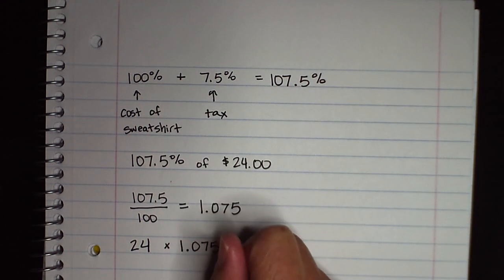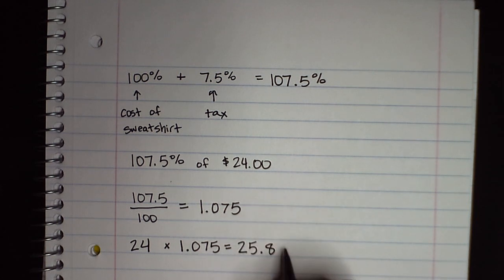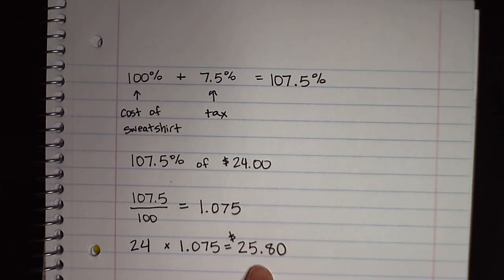Okay. Now remember, we're talking about money, so I'm going to bring this out to the hundredths place by adding a zero. So I get $25.80. Put my dollar sign here, which shouldn't surprise me. That's what I got in the first video when I used a slightly different method, and so we knew this was the answer. So this would be the total cost of the sweatshirt and the tax together.